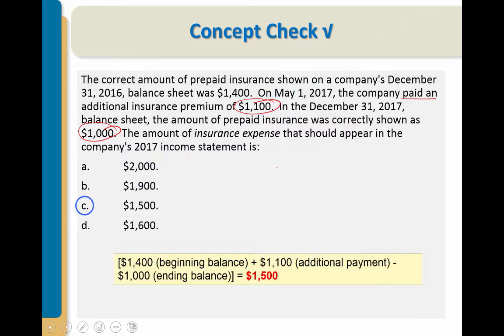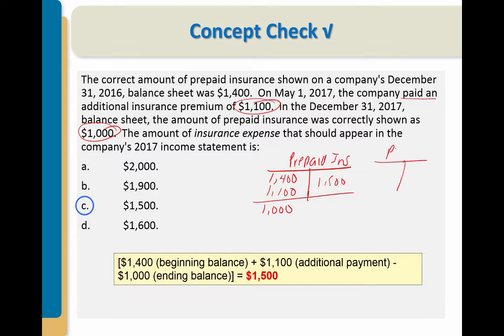The easiest way to do this, in my opinion, is through a T account. So here we have prepaid insurance, and we know that that's an asset. It's shown on the company's balance sheet as $1,400. So that's our beginning balance, and we know that's a debit. And then we paid an additional insurance premium of $1,100. And then we show that our ending balance is properly recorded at $1,000. So basically, if you add these two, you get $2,500 minus $1,000. So you know that it would be $1,500.